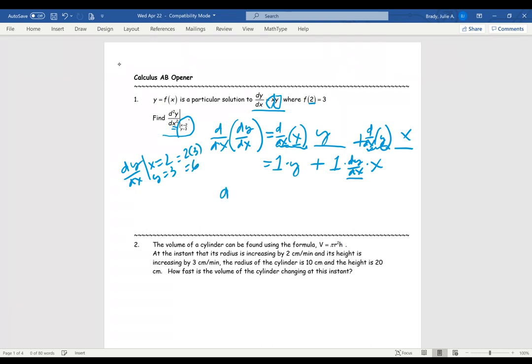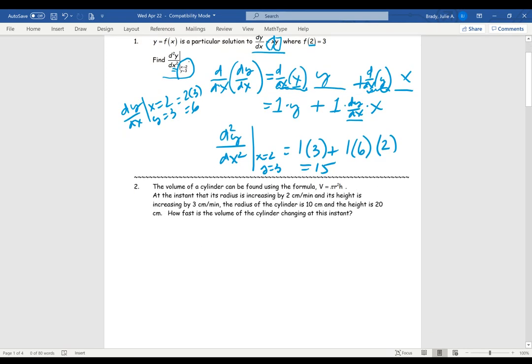Now I'm just going to find d squared y/dx squared at x equals 2, y equals 3. It is 1 times the y number, which is 3, plus 1 times the first derivative at that point, which is 6, times the x number, which is 2. I think that's 15.